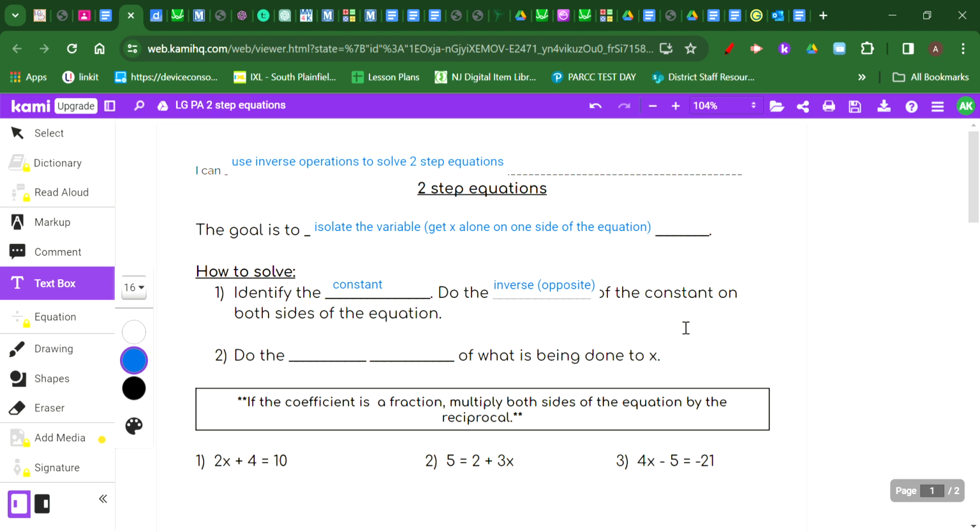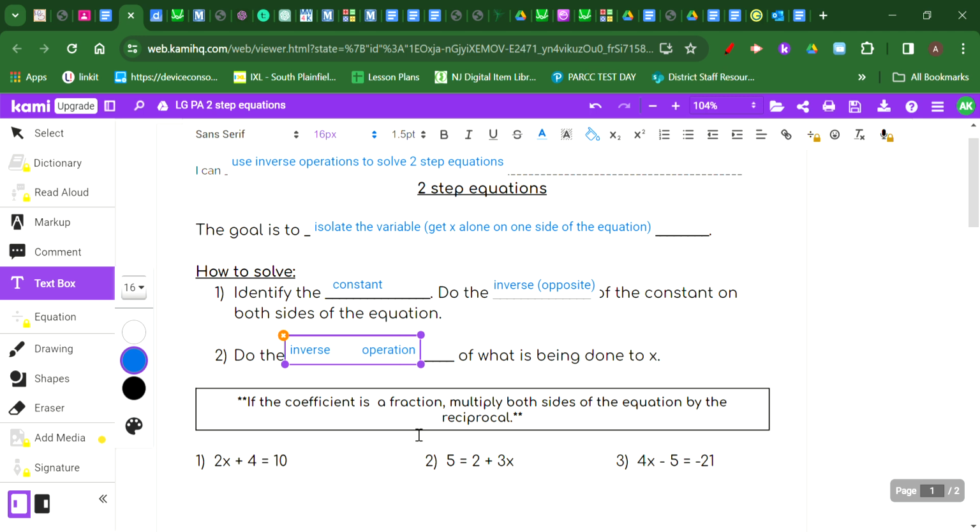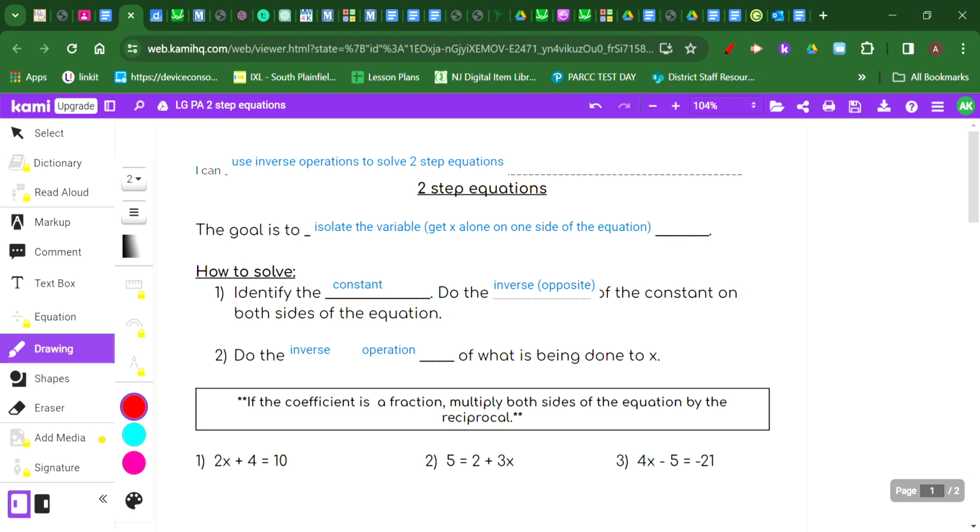All right, and then step 2 is you are going to do the inverse operation of what is being done to x. Take a look at the operation that's being done to x. If x is being multiplied by 2, you're going to do the opposite, which is divide by 2. You're also going to look to make sure that you don't have a fraction. If you notice that the coefficient is a fraction or x is being multiplied by a fraction, then you will need to multiply both sides of the equation by the reciprocal.